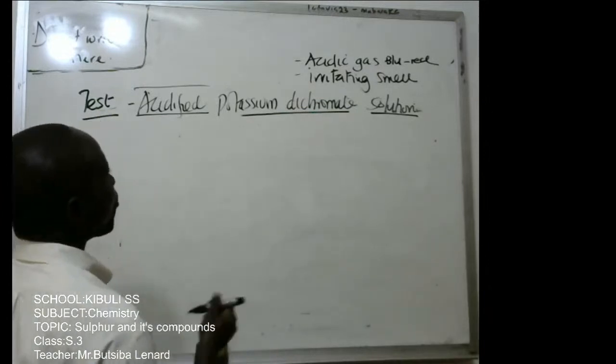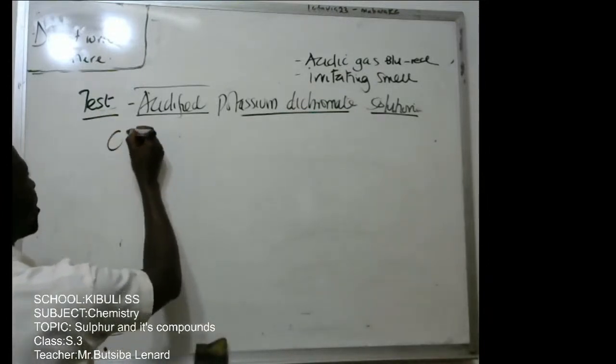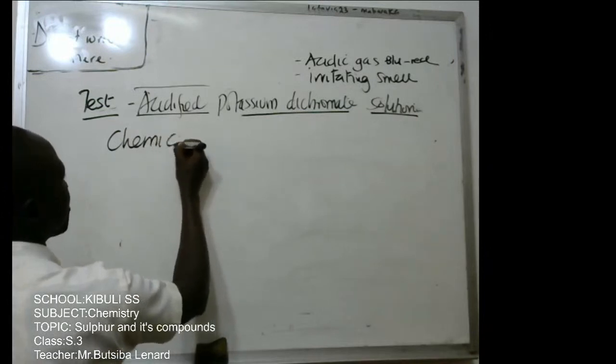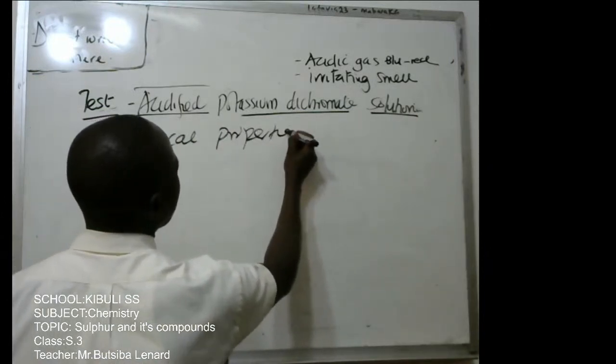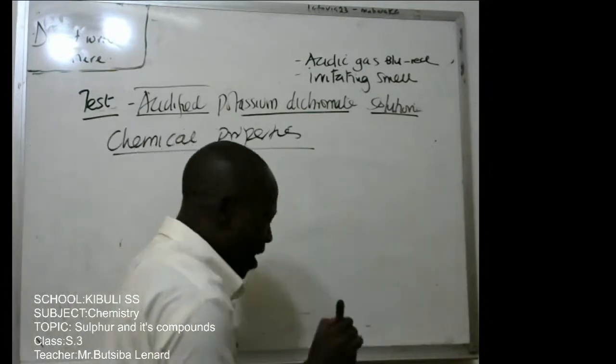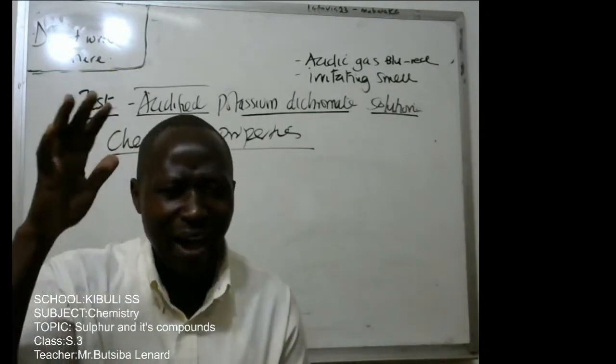We now go for chemical reactions, the chemical properties of sulfur dioxide. There are so many chemical properties, but the ones that are obvious that my students should have.